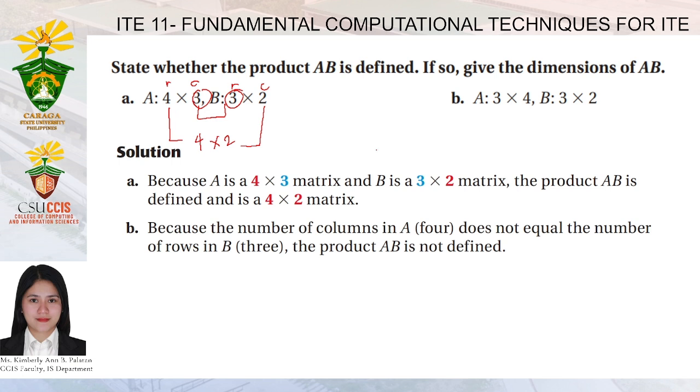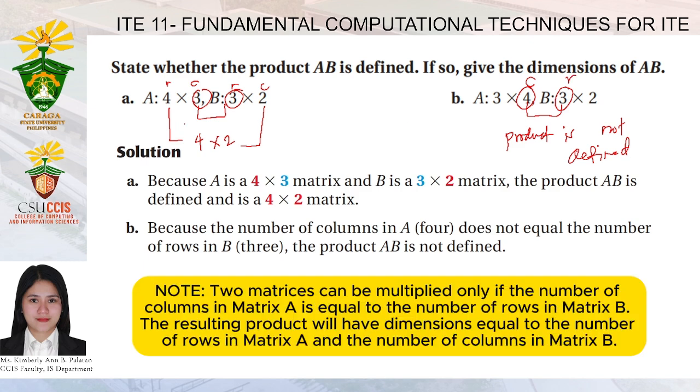So, this time, notice that ang column ni A o ang rows ni B, matrix B, kay dili equal. So, because the number of columns in A is 4, which is not equal to the number of rows in B, 3, the product will be undefined or not defined. Because again, dili equal ang column ni A sa rows ni B. You can only multiply if ang number sa columns ni matrix A kay equal sa number of rows ni matrix B.